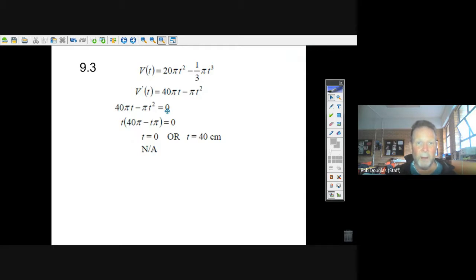Now we want to make it a maximum, we just let it equal 0. Then we factor T out of it, and we get one answer: T equals 0. We can also divide by pi here, it doesn't really matter. And the thing that's going to make this 0 is T equals 40. You see, 40 minus 40, so T must be 40 centimeters. That's what's going to make the volume of that cone maximum.